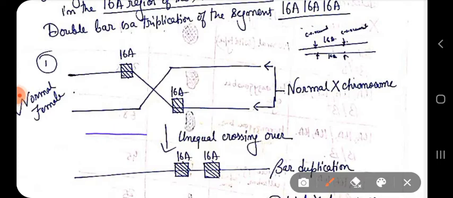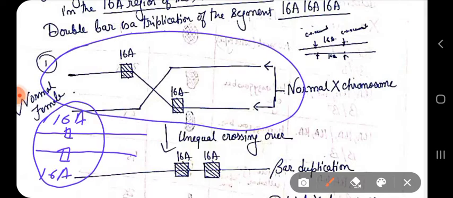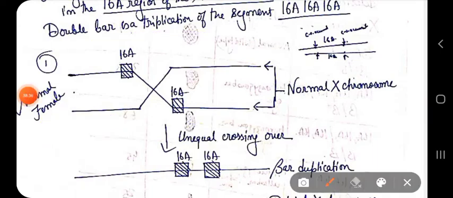Suppose this is one chromosome, this is another chromosome from that homologous pair of chromosome, and both of them have this 16A region. Both of them have this 16A region. These are the 16A region. Now what happened as a result of unequal crossing over? Look at this diagram now.